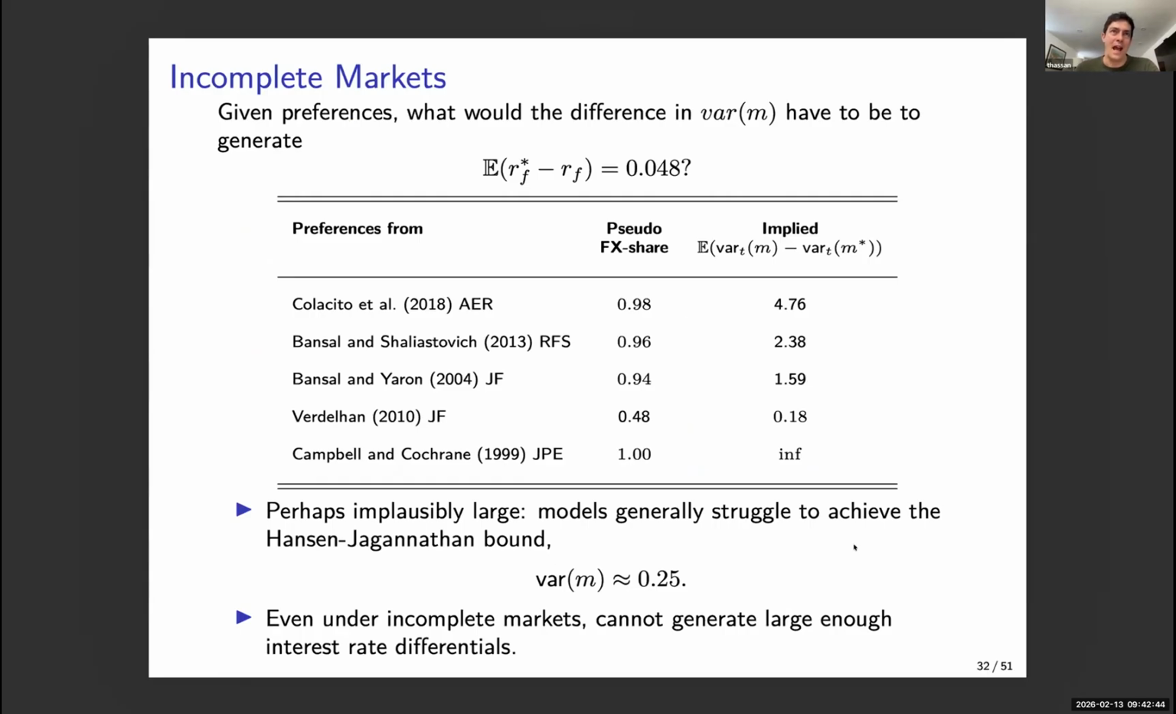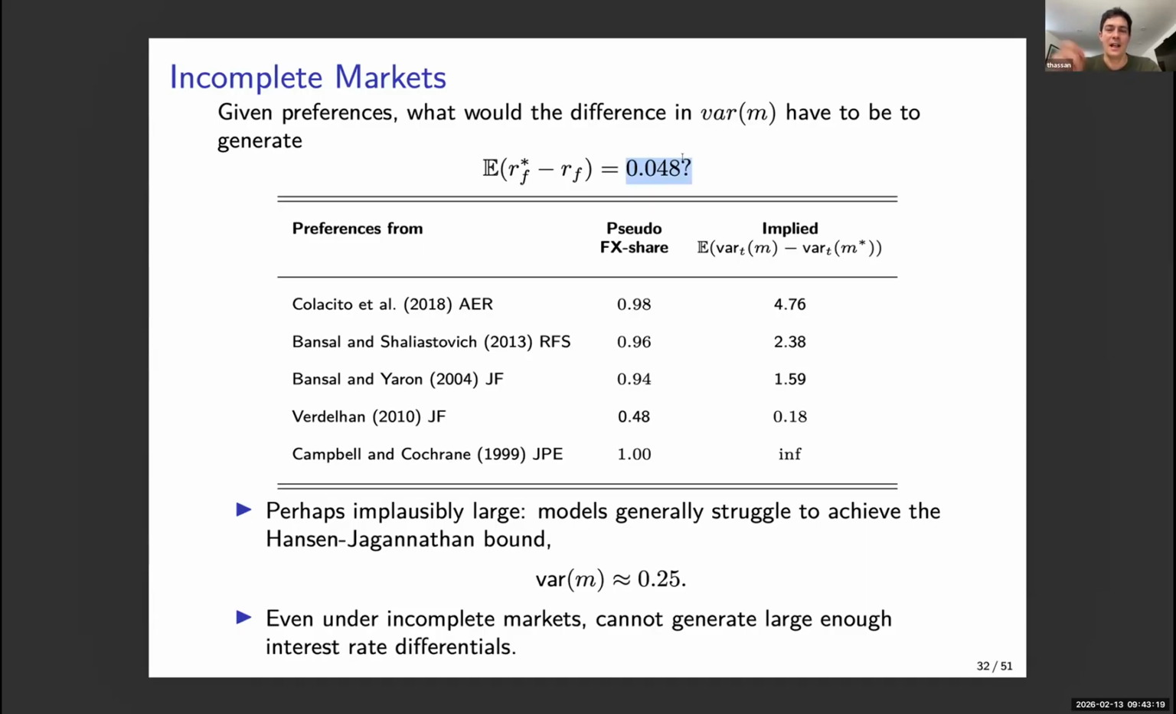So one thing you can ask, a different way of thinking about the problem, is: let's say exchange rates are just crazy and we're never going to understand them. But I know that E of RF star minus E of R is 0.048. This is the return to the carry trade. So let's say I have totally incomplete markets, but I want to make the interest rate differentials between the two risk-free bonds large enough to match the carry trade.